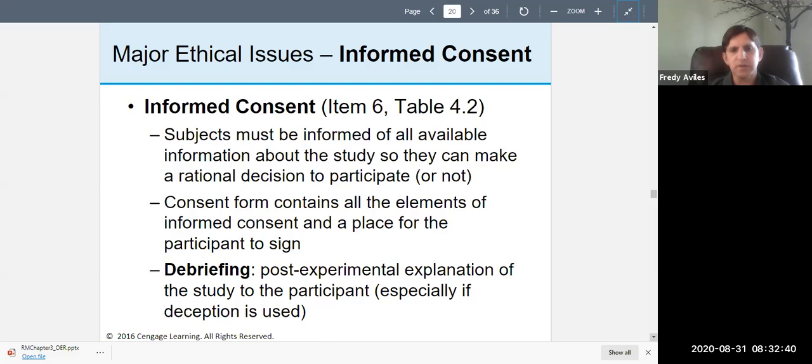There's also a debriefing that happens after an experiment is over, in which you sit down with participants and explain to them what really happened. And that's part of informed consent. So they have to read and sign this form and date it. And then after the whole thing's over, you sit down with them and you talk with them about what actually happened, because there might still have been some deception.